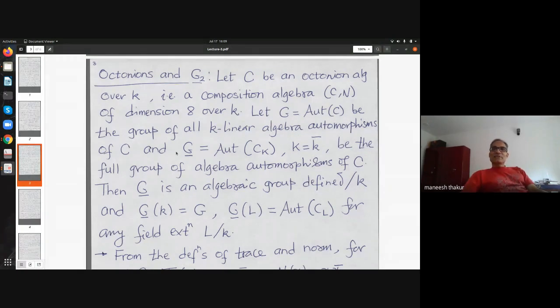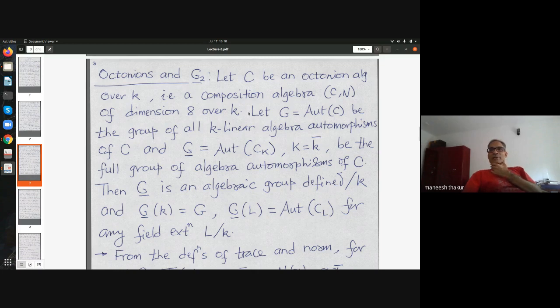So let's fix any octonion algebra over K, which just means a composition algebra C with the norm quadratic form N of dimension 8. Remember, a composition algebra by definition is a non-associative algebra which contains a multiplicative identity and has a non-degenerate quadratic form defined on it, which is multiplicative. That's the definition. And when the dimension is 8, it is called an octonion algebra. It has some properties. We will see them slowly as we move on.